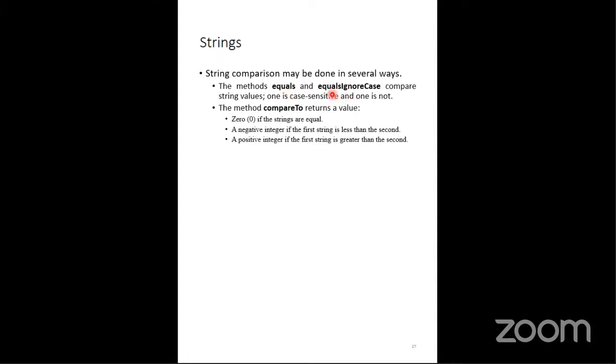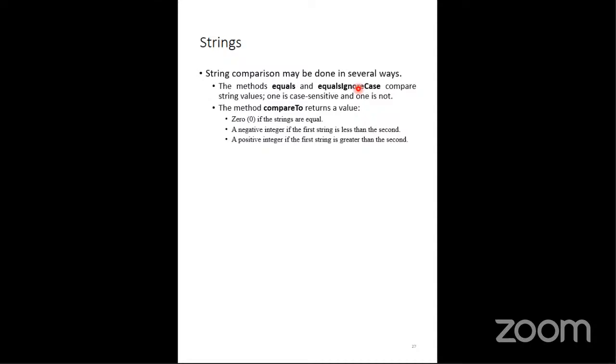I can use the method called equalsIgnoreCase. EqualsIgnoreCase is the method which will check equality of the two strings, but will ignore the case sensitivity. So for equalsIgnoreCase, uppercase characters and lowercase characters are the same. So if I have two strings, hello world, where all the characters are in lowercase, and another string, hello world, where the first letter H is capital, for equalsIgnoreCase, the two strings are the same, because it will not consider case sensitivity.